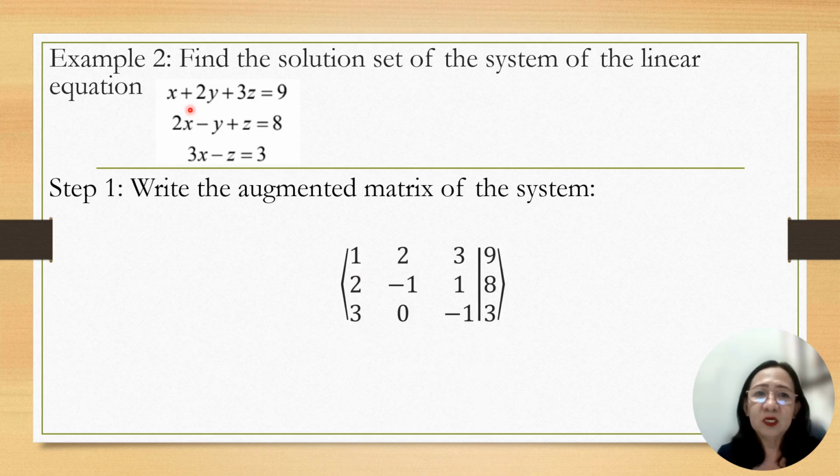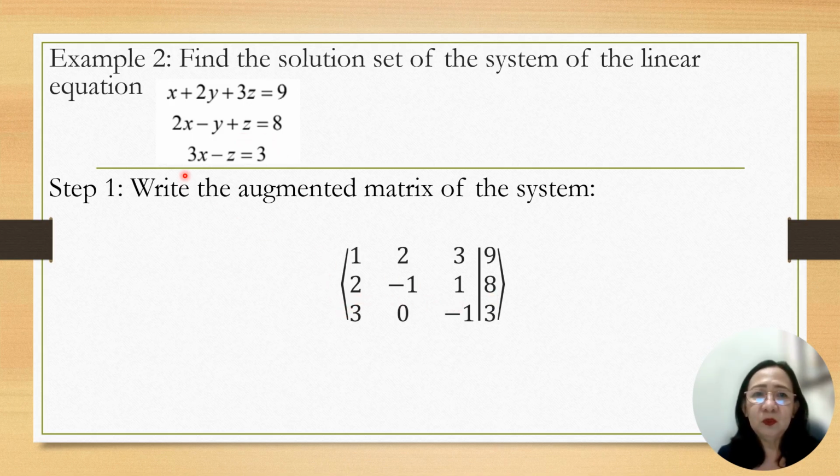So for the first equation, we have here 1, 2, 3 for the coefficients of x, y, and z respectively, and we have 9 for the constant. So the first row is for the first equation, 1, 2, 3, 9. Now for the second equation, we have here 2, negative 1, 1, 8. That is our second row.